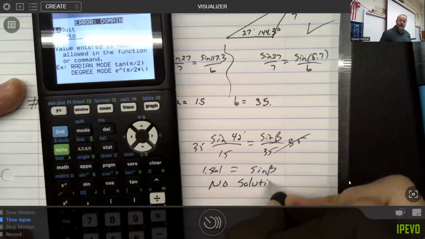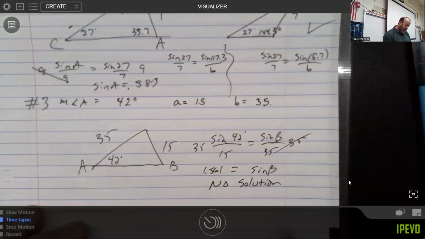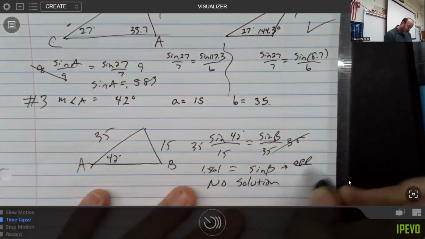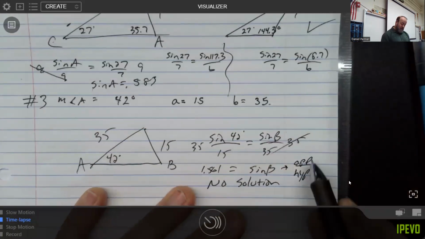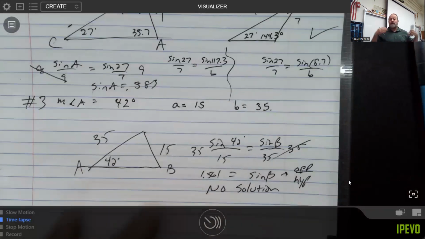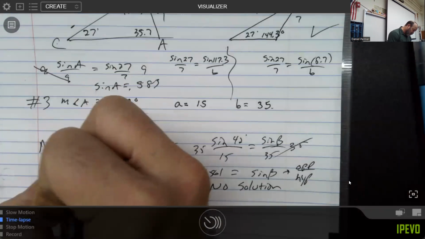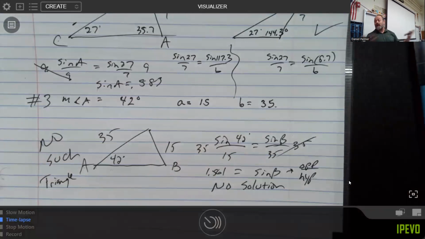And the reason why is because when you look at this problem, the definition of a sine is opposite over hypotenuse. Since the hypotenuse has to be the longest side of any triangle, you cannot have a ratio where you have a little number over a big number and get a number bigger than 1. It's impossible. There is no triangle. So I'm not even going to bother to look for that second triangle because there's not even a triangle to find in the first place. So there is no such triangle. In other words, there is no solution. We can't solve it anyway, so we're going to walk away from that one.